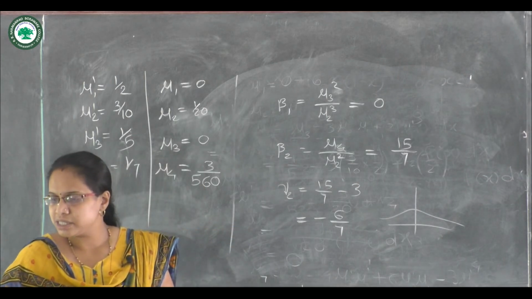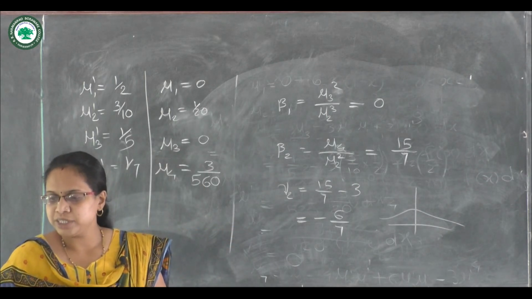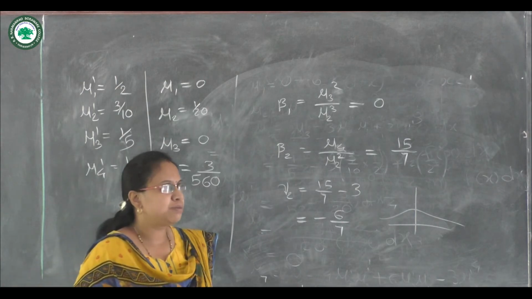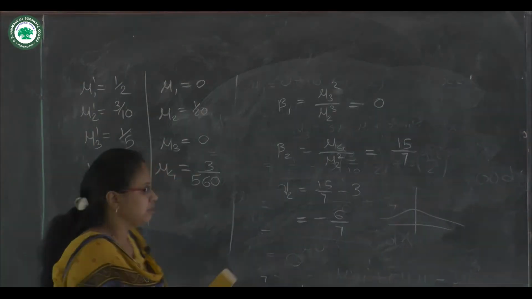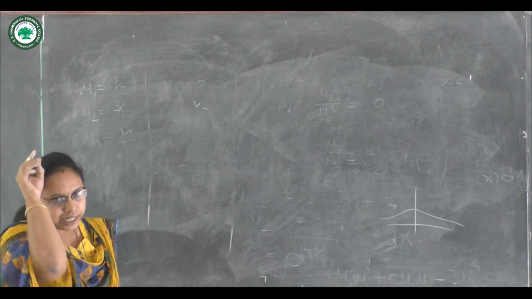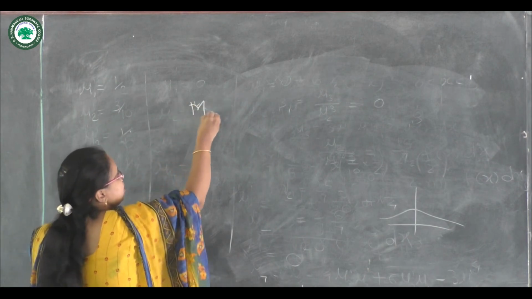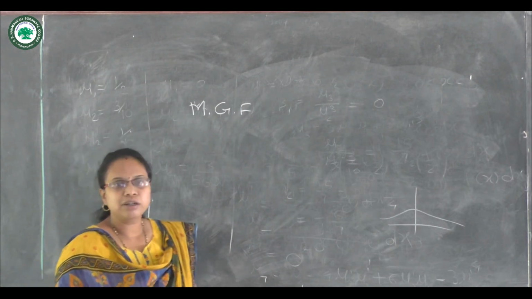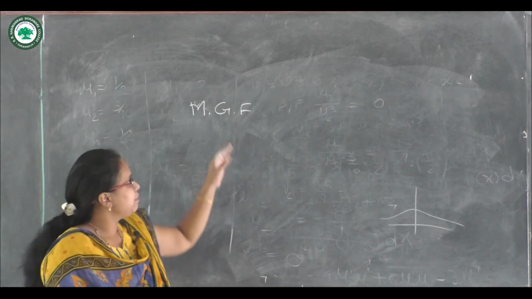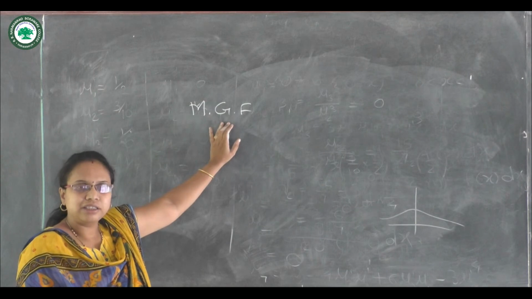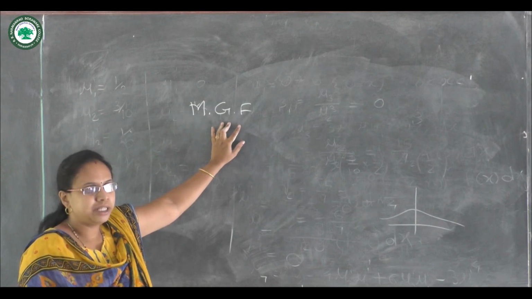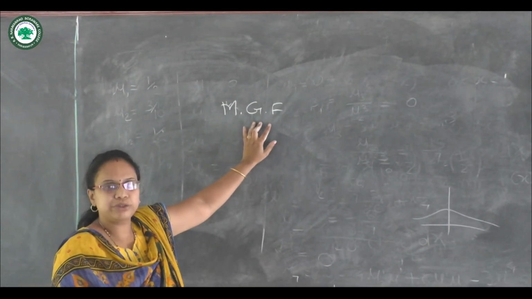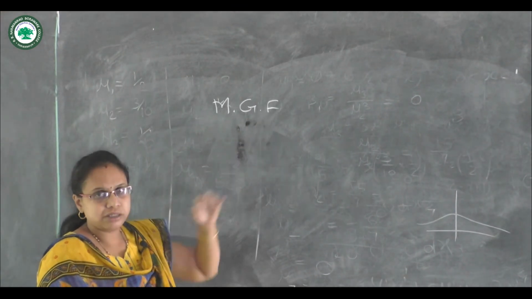So let's see the next point, which is MGF. It is moment generating function. So the next point is MGF, that is moment generating function. This concept is also there in the discrete random variable, in the discrete probability distributions. This concept was there also.